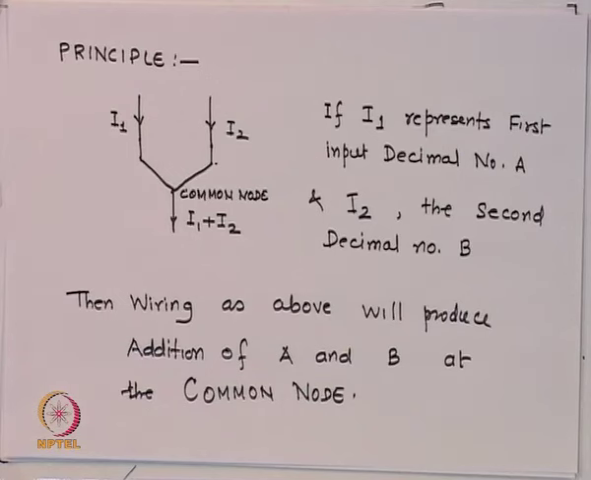The wiring as above will produce addition of A and B at the common node. This is the simplest principle of addition we use in the case of currents. Please remember, if I connect voltages, do you believe this will be possible? Because then they will actually compete with each other to set a common voltage. Here you just add. So, for an adder application, current mode seems to be a very, very simple solution for you.